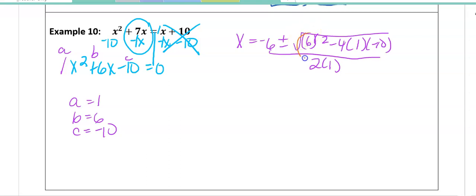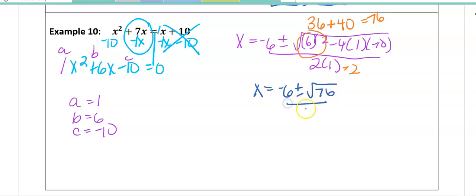So 6 squared is a 36. Actually got that one right this time. Negative 4 times 1 is negative 4 times negative 10 is a positive 40. So 36 plus 40 is a 76. And then this is going to equal 2. So I'm going to come down here and rewrite it. Okay, and I'm going to say x equals negative 6 plus or minus the square root of 76 divided by 2. Do not shortcut it, guys. Take the time to write it down.